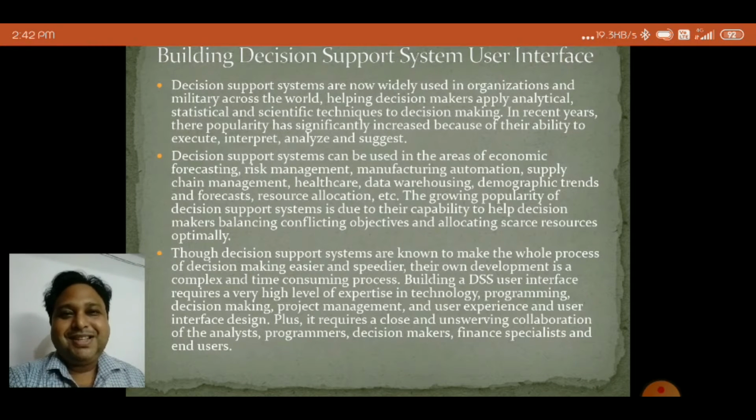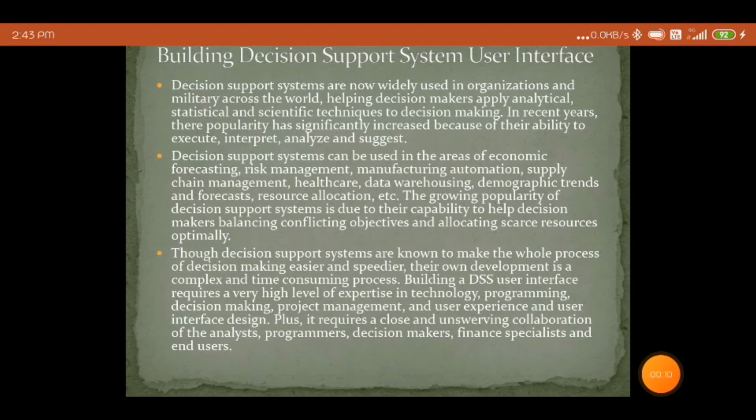Now, today we are going to discuss building decision support system user interface. Decision support systems are now widely used in organizations and the military across the world, helping decision makers apply analytical, statistical, and scientific techniques to decision making. In recent years, their popularity has significantly increased because of their ability to execute, interpret, analyze, and suggest.